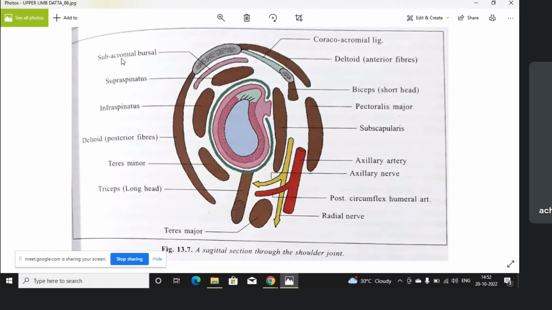Subacromial bursa: sub means below, beneath. Beneath the acromial process there is a space. That space is nothing but the subacromial bursa, okay. And in the above relation, the coracoacromial ligament is important. Next, below relation.